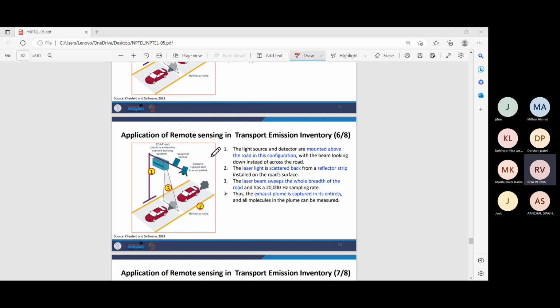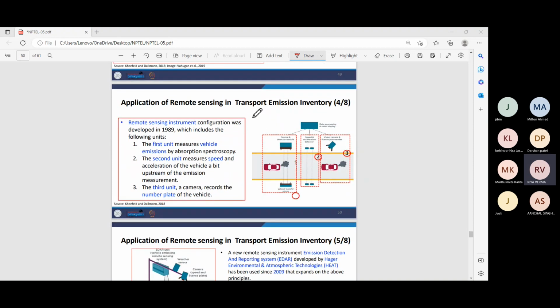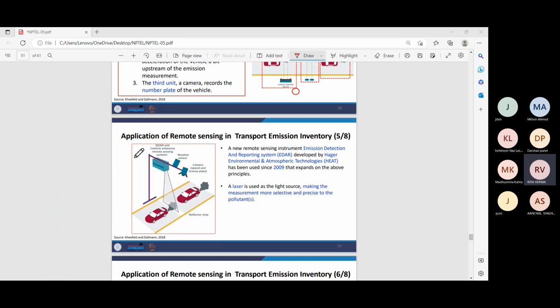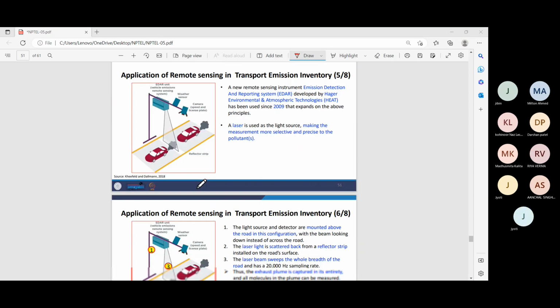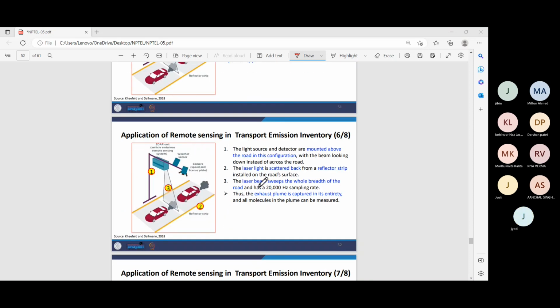Next, here the light source and the detector are mounted above the road in this configuration. Earlier, the light source and the instruments were present on the surface of the road, at the level of the tailpipe of the vehicle. Here, these monitors are placed above the road, and the laser light is scattered back from the reflector strip installed on the road surface.